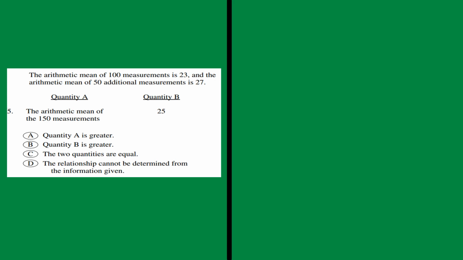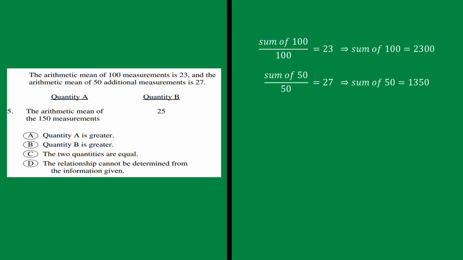The fifth question, the arithmetic mean of 100 measurements is 23 and the arithmetic mean of 50 additional measurements is 27. If I take the first information, arithmetic mean of 100 measurements is 23, then the average, which is the sum of 100 measurements divided by 100, is 23. So the sum of the 100 measurements will be 23 times 100, which is 2300. The average of 50 measurements, which is the sum of 50 by 50, is 27. So the sum of 50 measurements will be 1350.